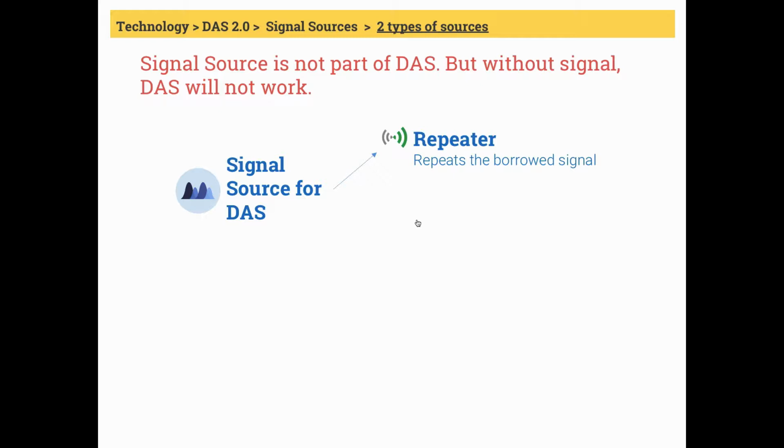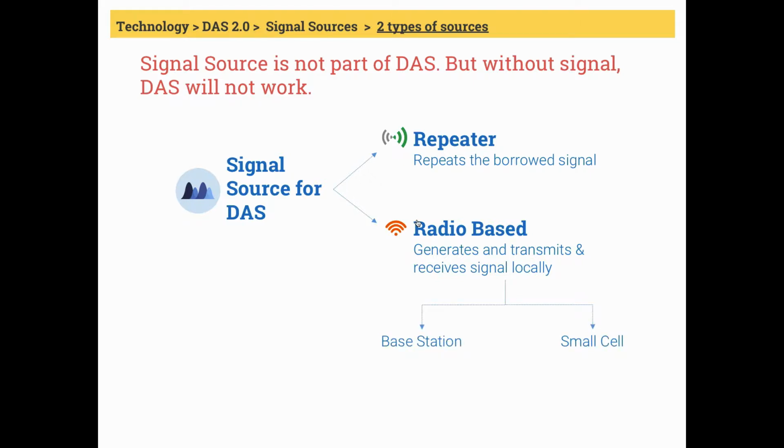When it comes to DAS, there are two types of signal sources. Repeater-based, we discussed repeaters at the beginning of the course. It basically takes signal from another signal source and then repeats or amplifies it. And then we have radio-based. Radio generates, transmits, and receives signal. There are mainly two types of radio-based signal source used for DAS.